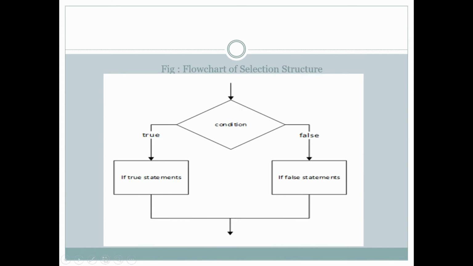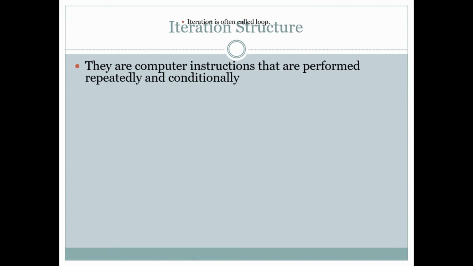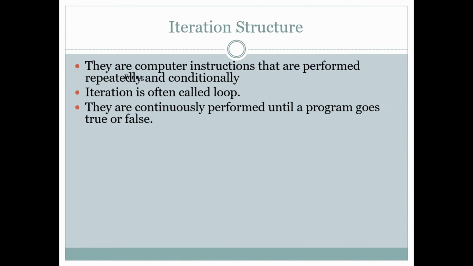Now, the iteration structure. Here the flowchart of the selection structure has been given. Now, the iteration structure. These are computer instructions that are performed repeatedly and conditionally. It is also often called a loop. They are continually performed until a condition becomes true or false. If the condition is true, it will print repeatedly until the condition becomes false.